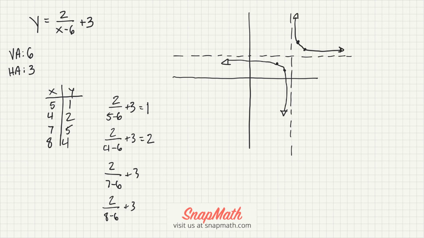All right. And the last thing is our domain. So our domain is going to be all real numbers except 6, because as you can see, we will not be crossing that vertical asymptote, and our range will be all real numbers except 3, because our graph will not be crossing this line either.